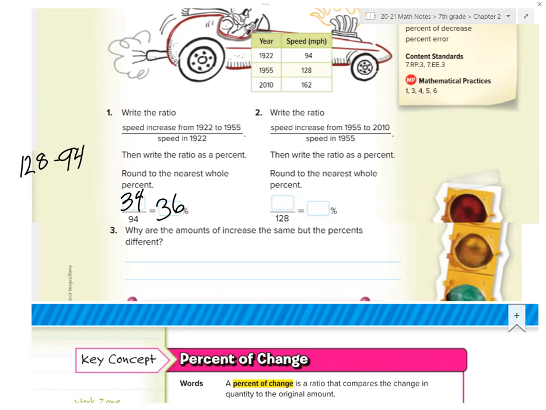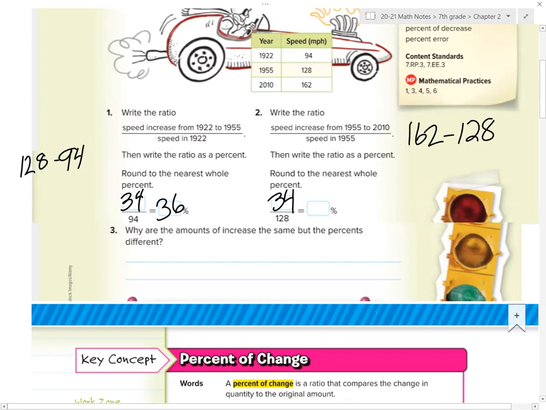Then we have the speed increase from 1955 to 2010. So it's 162 minus 128, and we get another 34 miles per hour. So can I trust you guys this time to actually do the division? 34 divided by 128 is 26.5, so let's round it to 27.